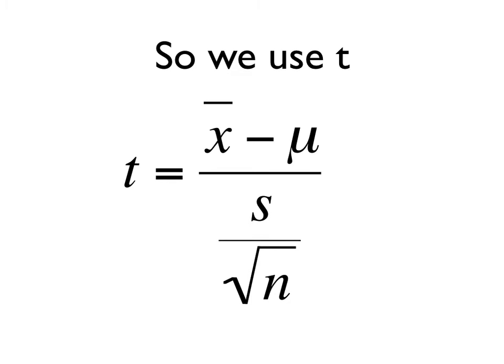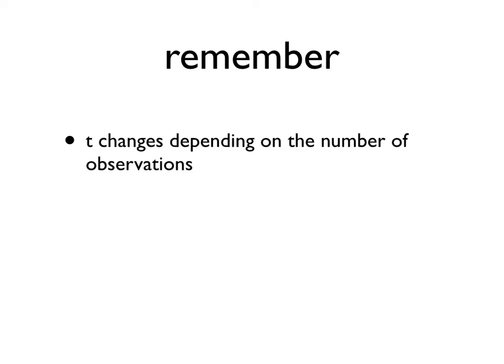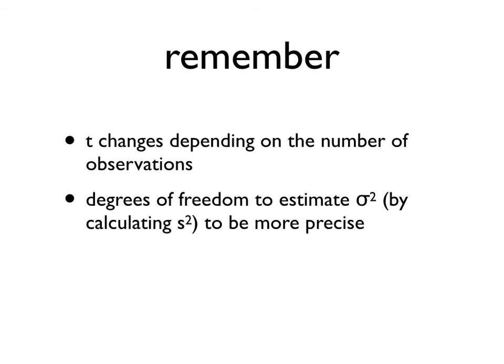So you see how similar this is to the Z? We've just taken the sigma out and put an S in. That's all it is. So remember, T changes depending upon the number of observations because of the sampling distribution of the variance. Basically, when you work this whole thing out, it changes depending upon the degrees of freedom used to estimate sigma squared by calculating S squared, to be more precise.